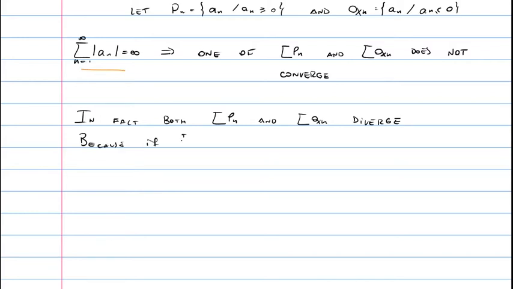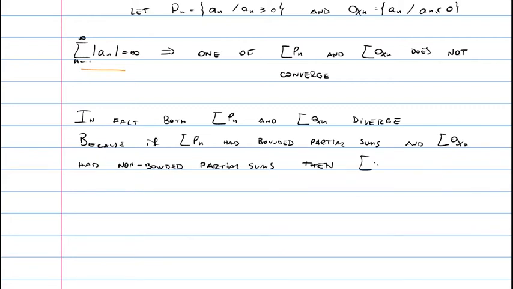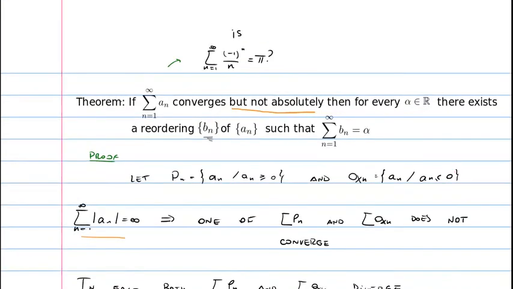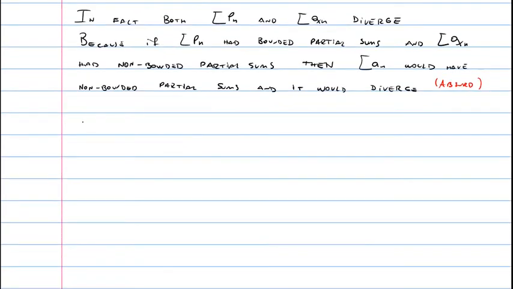Because if the sum of p sub n had bounded partial sums, and the sum of q sub n had non-bounded partial sums, then the series of a sub n would have non-bounded partial sums, and it would diverge. This is obviously absurd, because we have as a hypothesis that the series of a sub n converges. So the series of p sub n diverges.